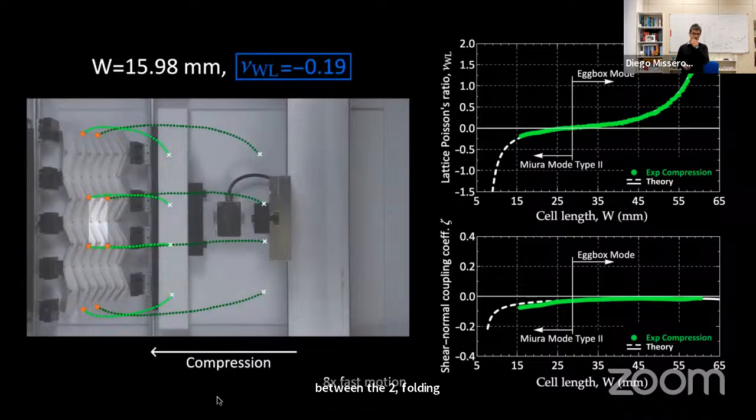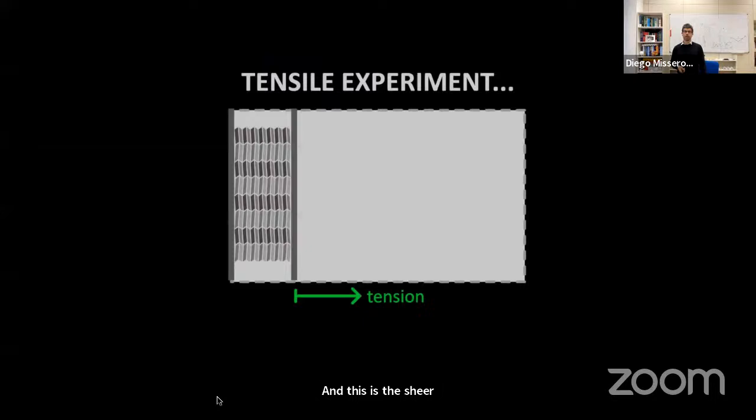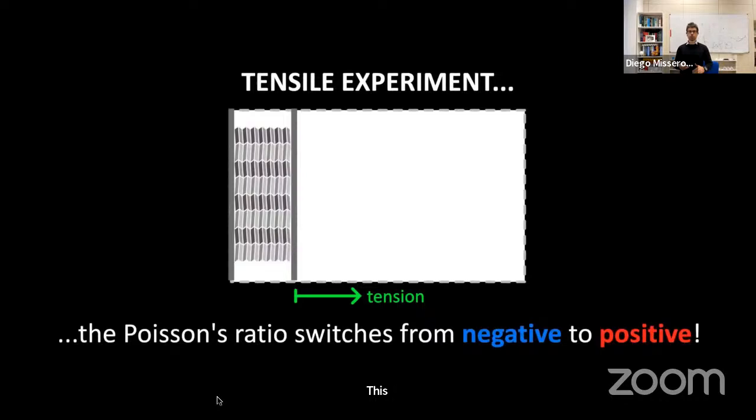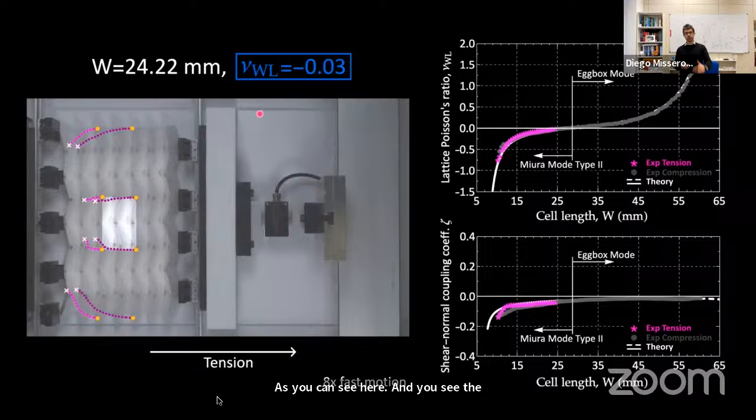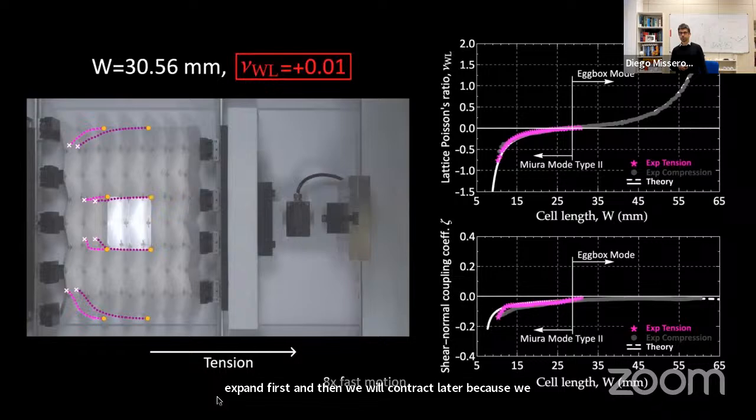And this is the shear normal coupling coefficient, as you can see here, in real time, live. This is the tensile experiment, so the Poisson ratio switches from negative to positive, as you can see here. And you see, the sliders tend to expand first and then contract later because we have the transition, the Poisson ratio switching from negative to positive.